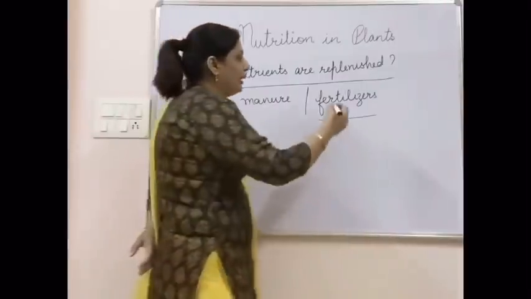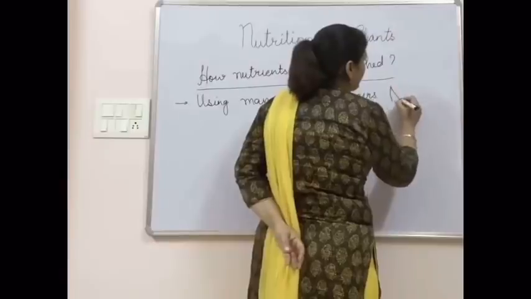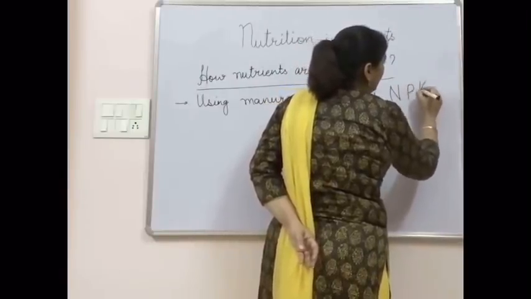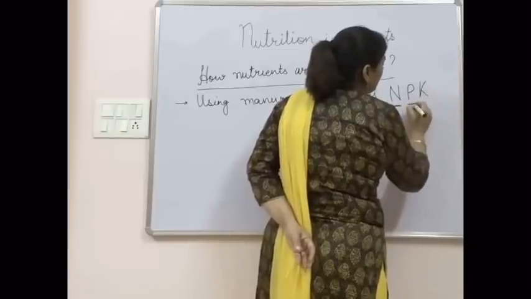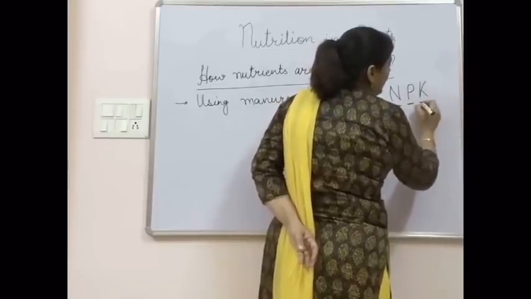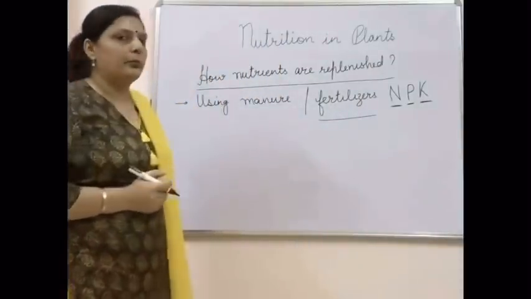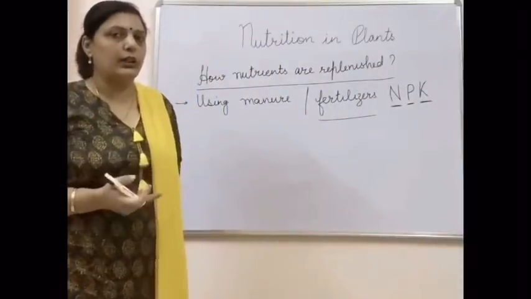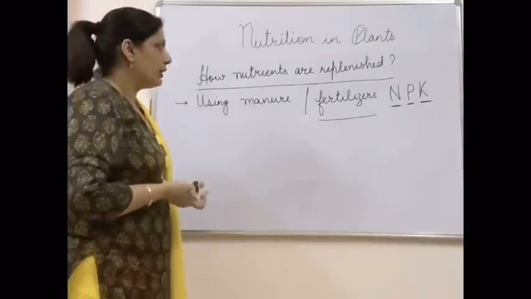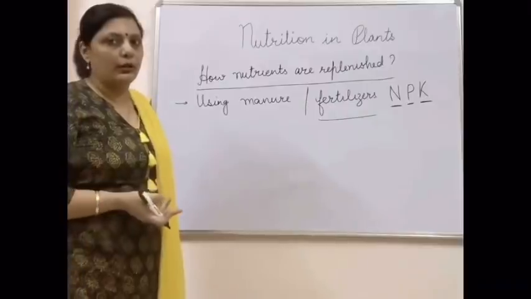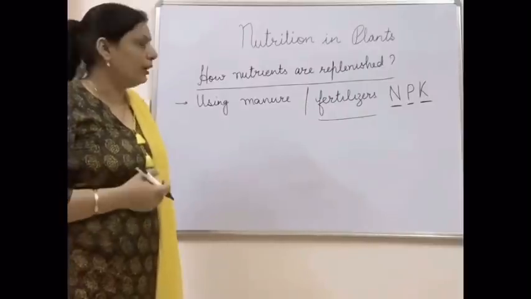So there are three main nutrients which are required, that is N, P and K. That is nitrogen, phosphorus and potassium. These three are required by the crops. So these three are being provided through fertilizers by the farmers or by the gardeners who are using them at small scale like in their lawns.